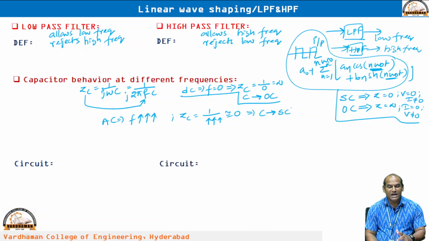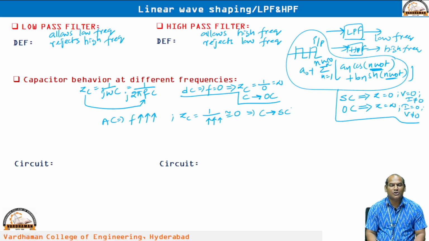So, this is the behavior of the capacitor for the DC signal and for the very high frequency AC signal. Okay. For the DC signal, the capacitor is acting as an open circuit. For a very high frequency signal, the capacitor is acting as a short circuit. This is what you need to remember.